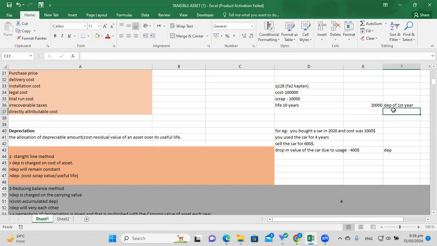Okay, we need to take out the depreciation for the second year as per the requirement. So what do we do now? First of all, we need to take out the carrying value at the end of the first year. How do we do that? Obviously, you need to subtract the depreciation of the first year from the cost. So we get 80,000. When we subtract 100,000 minus 20,000, we get 80,000 carrying value at the end of the first year. So now we will calculate the depreciation for the second year on this value.